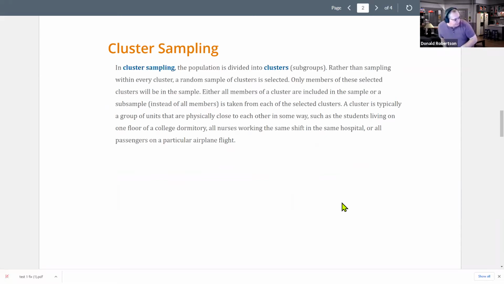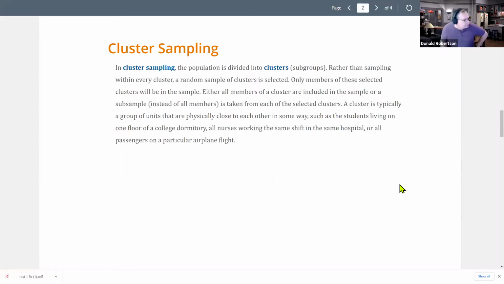Right, here's a cluster sample. The population is divided into clusters. That's another version of subgroups. Rather than sampling within every cluster, a random sample of clusters is selected and only members of these are chosen. Okay. Here's their example. A cluster is a group of units that are physically close to each other in some way, such as students living on one floor of a college dormitory or nurses working on the same shift.